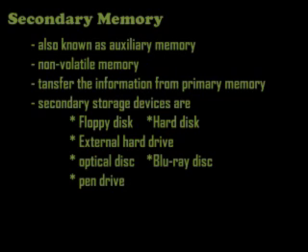This secondary memory, also called auxiliary memory, is non-volatile memory. When the power supply is switched off, the information in the memory is not lost. That is a non-volatile memory. The information in the secondary memory is transferred to primary memory when it is required for processing. Some of the secondary storage devices are floppy disk, hard disk, external hard drive, optical disk, Blu-ray disk and pen drive. In this video, we will study about these secondary storage devices.